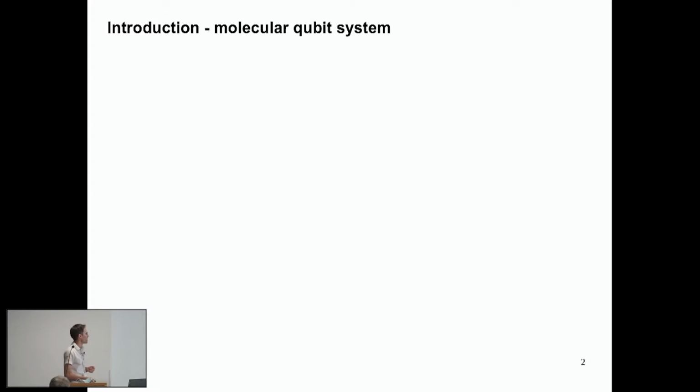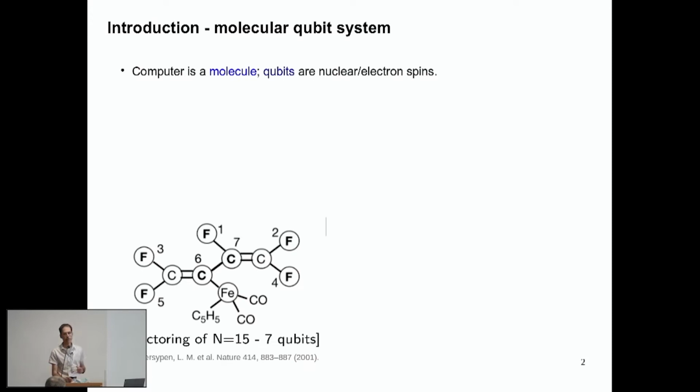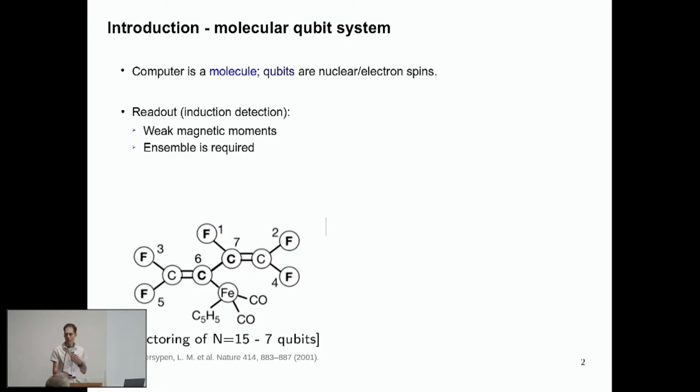So to begin with, a molecular qubit system or a molecular quantum computer is basically a system where the computer is a molecule and its qubits are its nuclear or electron spins. Such systems were used in the past to demonstrate all kinds of quantum algorithms, such as the system in this example. Normally you would need an ensemble of them to get a readable measurement at the end, but these systems suffer from a huge problem, and that is they're really not simple to initialize.